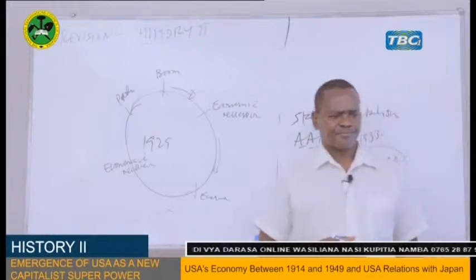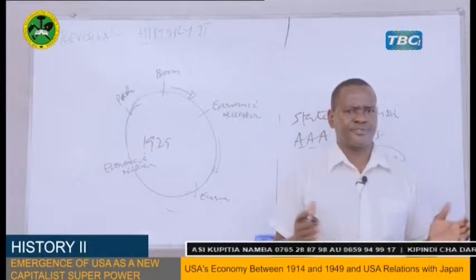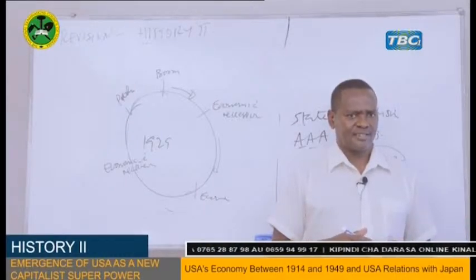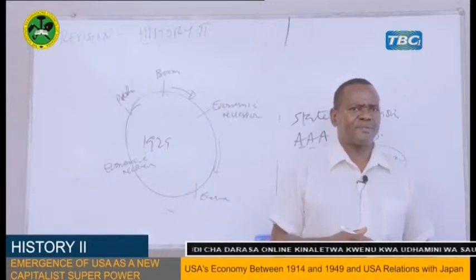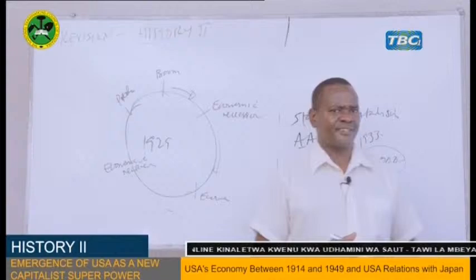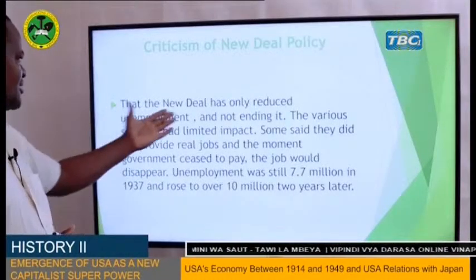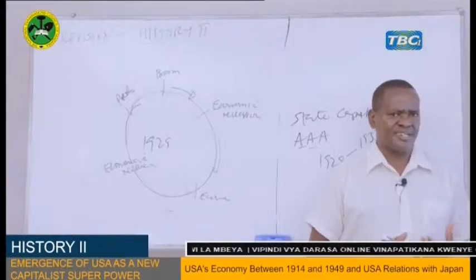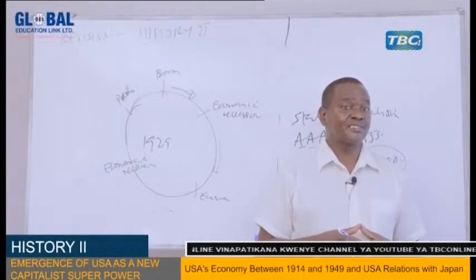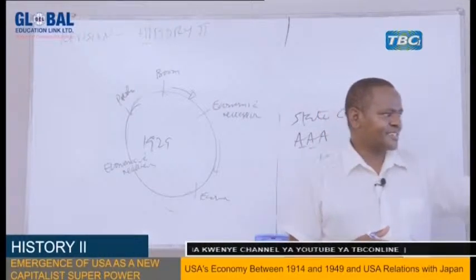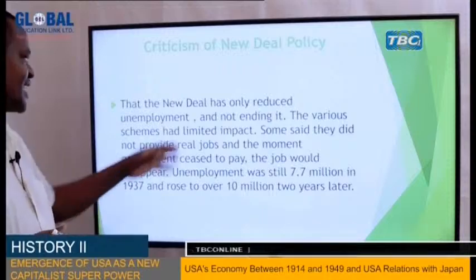My dear students, what we have seen is just the impact of the New Deal, and what we saw is the positive impact of the New Deal. The New Deal also has some criticism. Some people do not believe that everything we have said was done by the New Deal. The first argument is that the New Deal only reduced unemployment, but did not end it. They say the various schemes which had been established, in fact, had a limited impact.